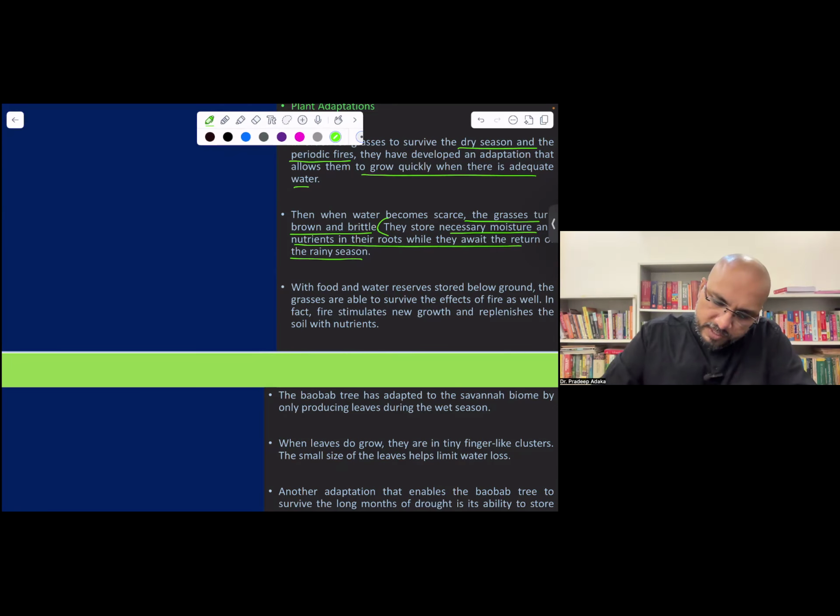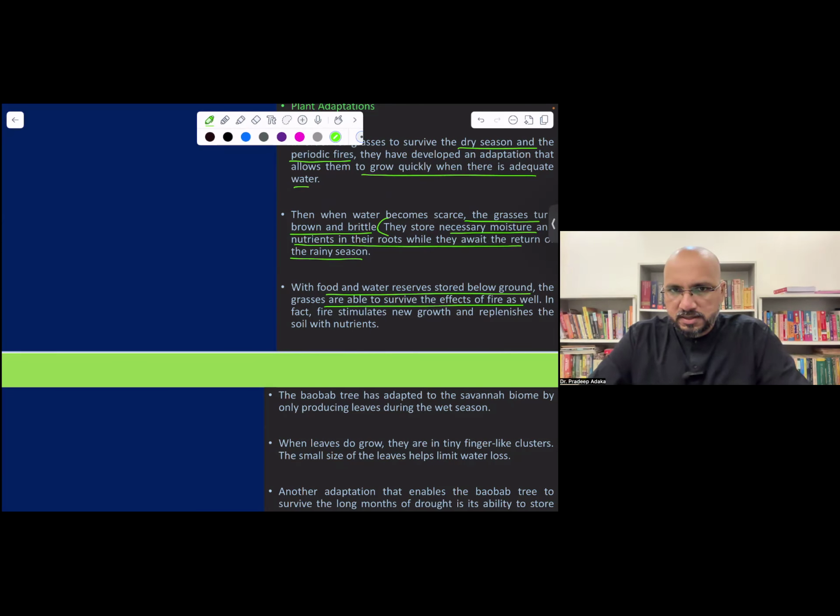So with food and water reserves stored below the ground, the grasses are able to survive the effects of fire as well. Fire can burn only the grass above the ground. So the plant is still alive. It has food reserves stored in the roots, so again it can spring the leaves, the plant will survive and it will come back.